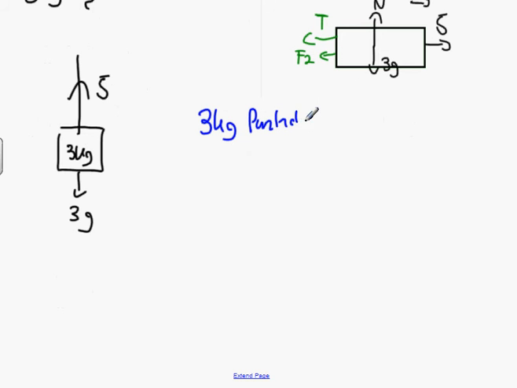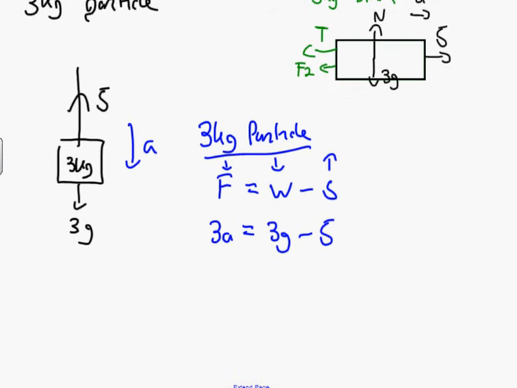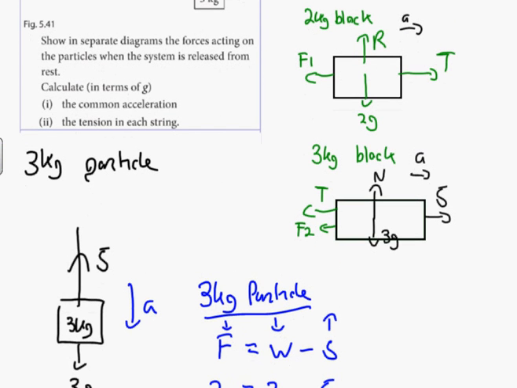So the 3 kilogram particle is falling downwards, which means the net force is acting downwards, so force equals MA. MA in this case is 3A. What else acts directly downwards? Its weight, which is 3G, take away its tension going upwards. So 3A equals 3G minus S. Okay, no bothers there. Now we're going to go for the 2 kilogram block.